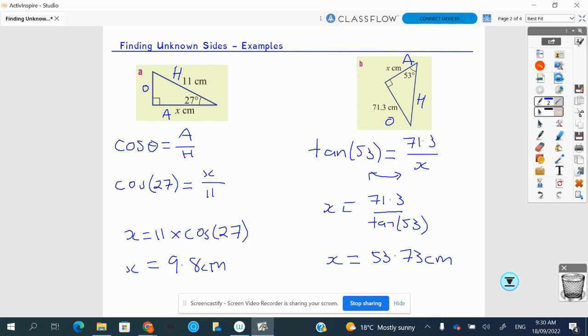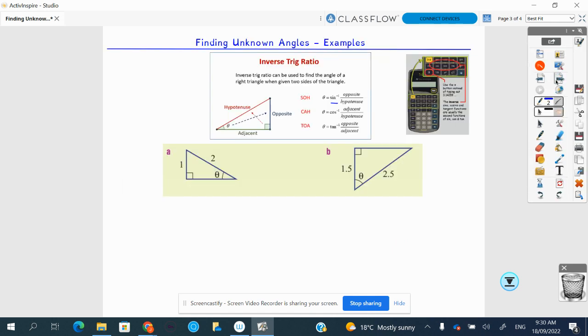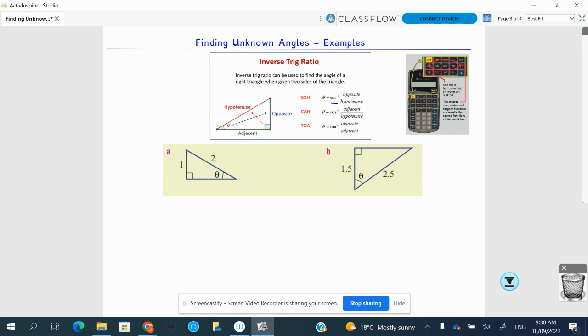Let's have a go at finding some unknown angles. To find unknown angles, we will use the inverse trig ratio, which you can select on your calculator by pressing the second button, or it might say shift here, and then the trig function that you're interested in. The inverse trig ratio will look like this. It's the trig function with a little -1 in the top right-hand corner.